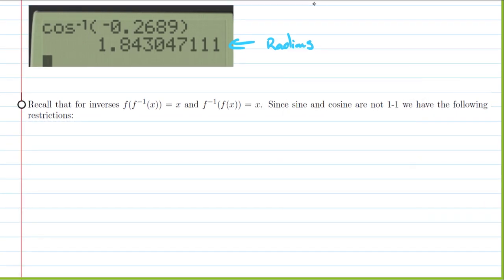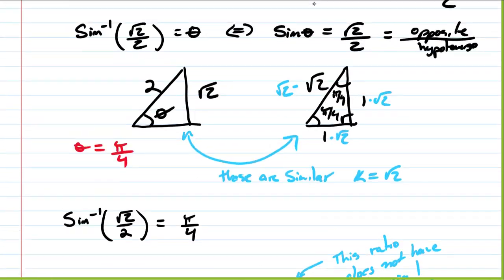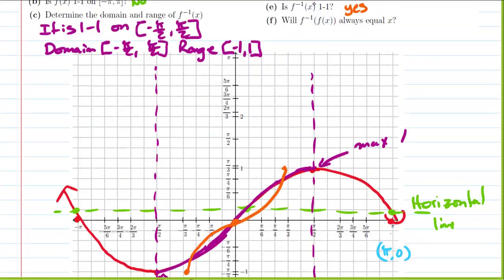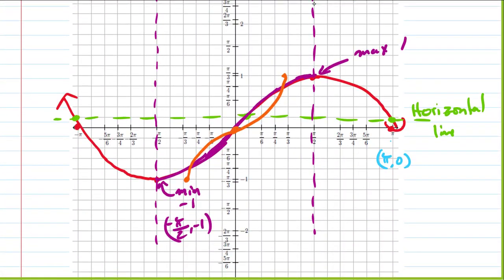So recall that for inverses, f of f inverse of x equals x, and f inverse of f of x equals x. But since sine and cosine are not one-to-one, we're going to have the following restrictions. So let's go back up and look at our graph and see if we can figure out what exactly those restrictions are going to be.